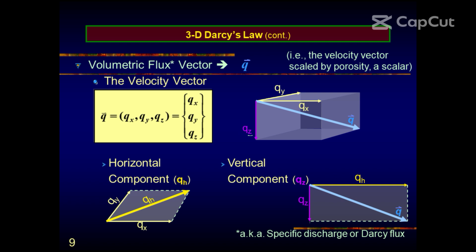So what are we doing here? We are just representing the components of the vectors, the volumetric flux and the velocity, isn't it? And then the same thing like we did, that is the velocity vector scaled by porosity, which is a scalar. Okay? So the same thing here, it will have the horizontal resultant and then the vertical one, or the overall resultant, okay? Which we call specific discharge or Darcy flux or Darcy's velocity.